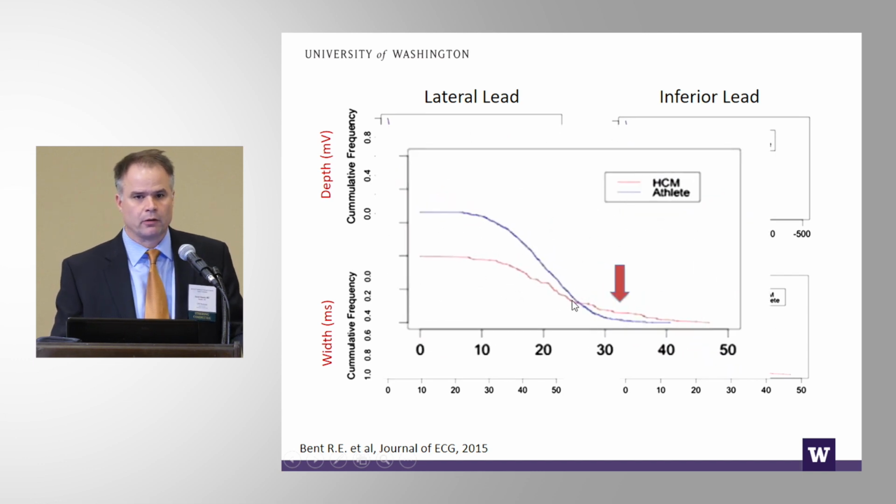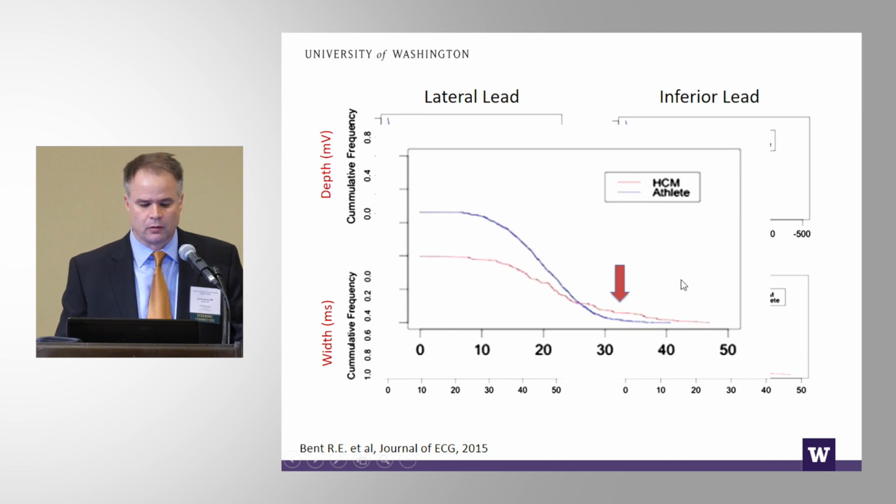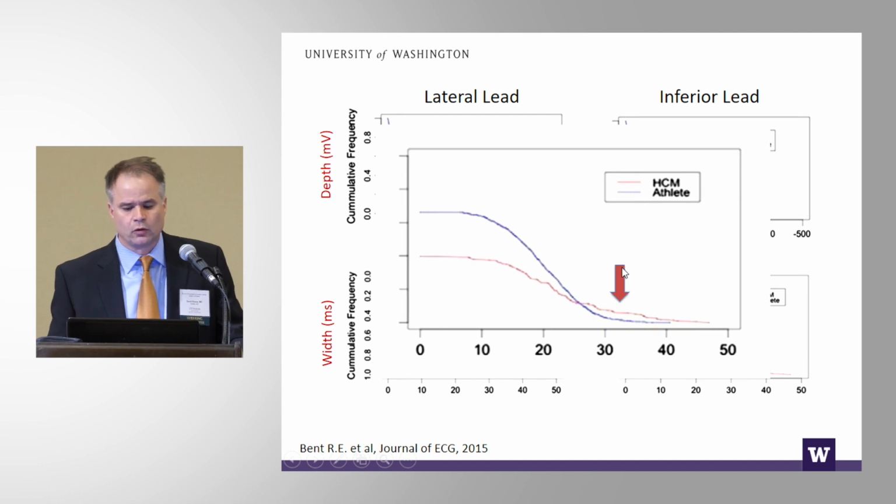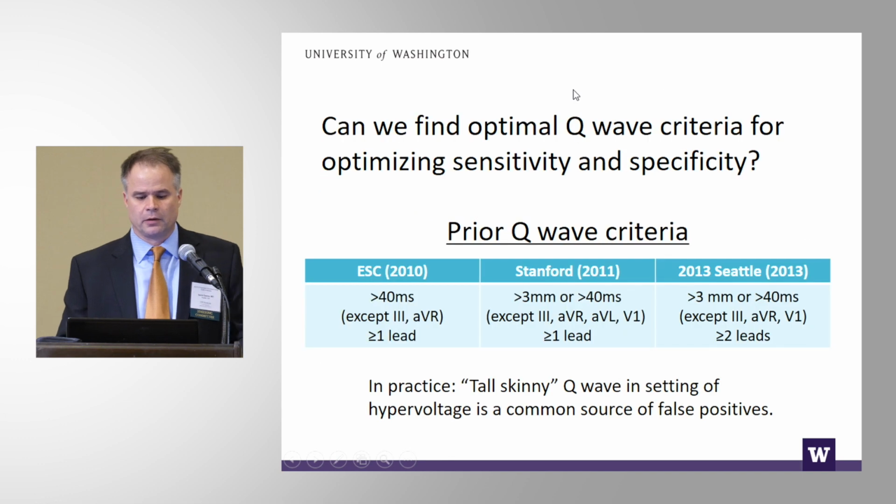There's a very small area over here, sort of at the end of the spectrum, and this is in width in the inferior lead. Once you go over 30 milliseconds for the width of the Q wave in the inferior lead, you start to have more HCM patients with an abnormal Q wave than athletes. But the diagnostic sensitivity of this test is going to be pretty poor, because you can see athletes still have these Q waves out here. And so as isolated findings, it's going to be challenging.